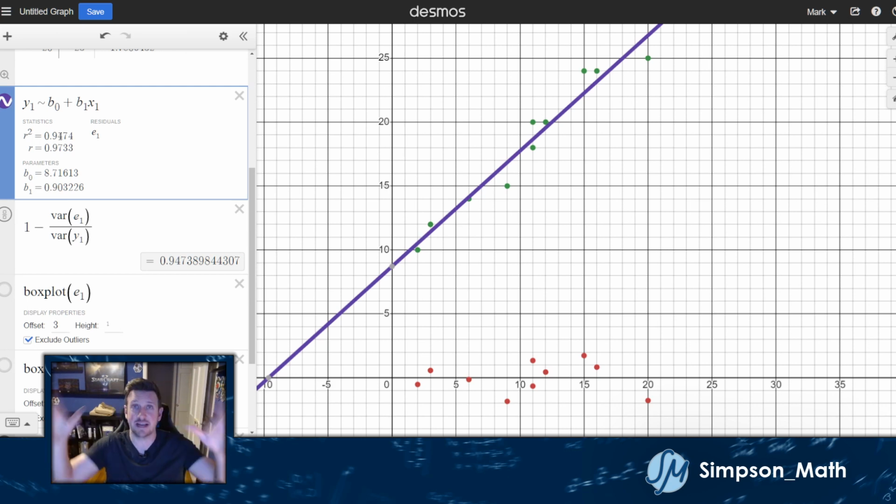I just think this is fascinating. So if I take R, which if you recall is the sum of zx times zy divided by n minus 1, that thing that is R, if I square it, I get R-squared.